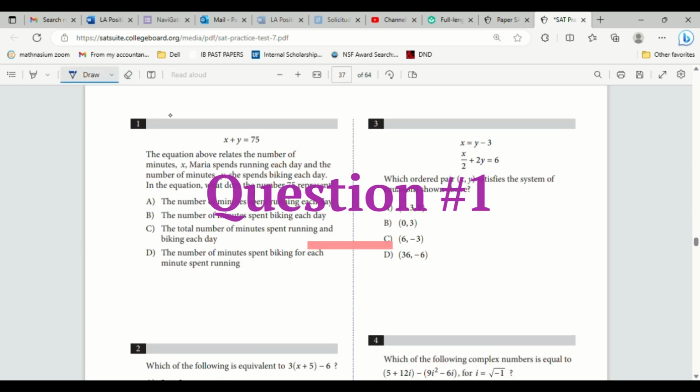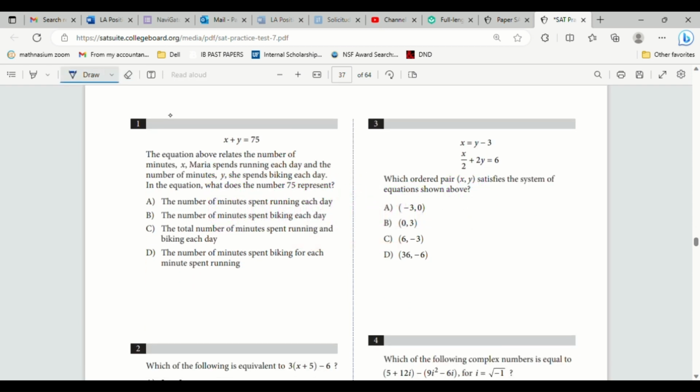The equation above relates the number of minutes x Maria spends running each day and the number of minutes y she spends biking each day. In the equation, what does the number 75 represent? So 75 is the addition of the number of minutes spent running and the number of minutes spent biking. So we can assume that 75 is the sum of those numbers, or the total minutes spent running and biking each day. So 1 is C.